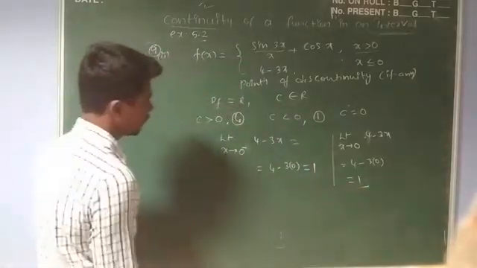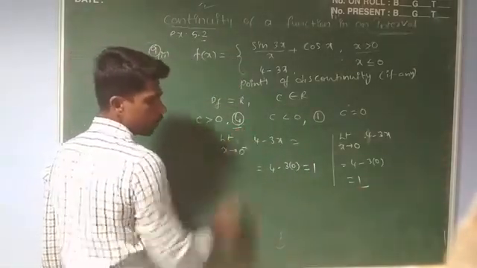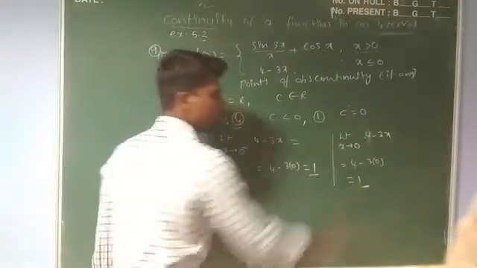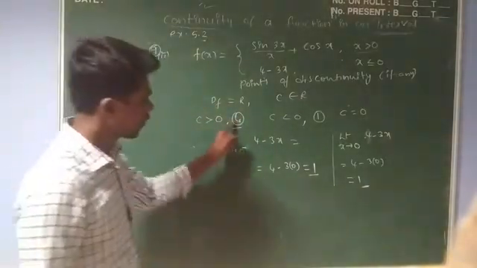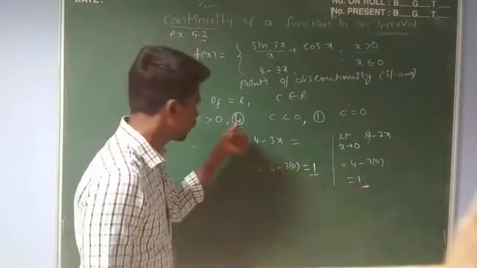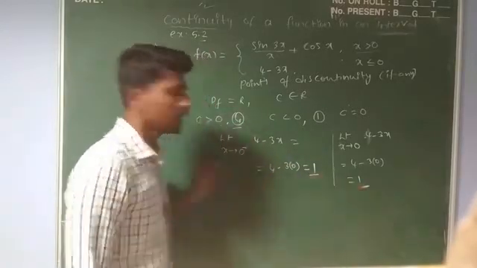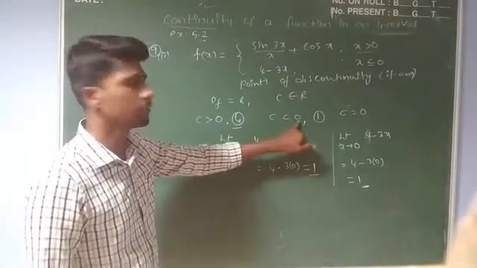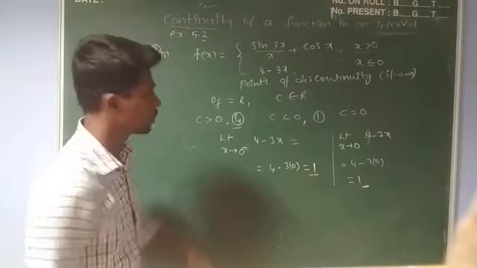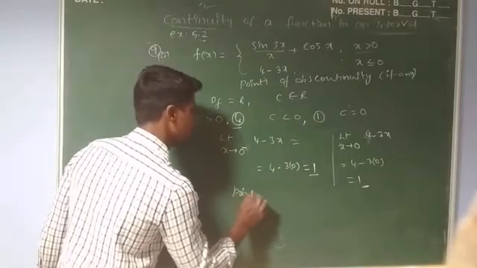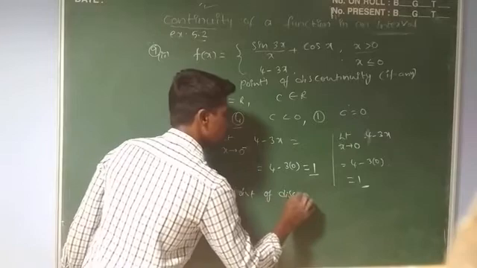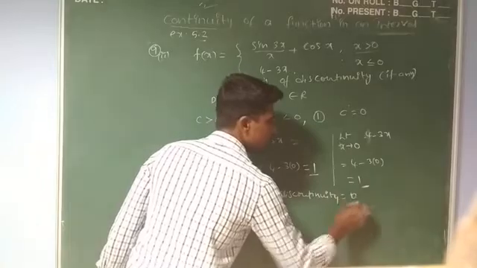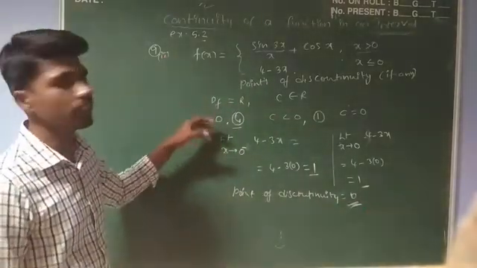So now you see, for c greater than 0, we got the limit as 4. For 0 minus, we got the limit as 1. For c equal to 0, we got the limit as 1. So these three are different; 4 is different from 1 and 1. So I can say the function is discontinuous at 0. What is the point of discontinuity? The point of discontinuity is 0. So at 0, the given function is discontinuous.